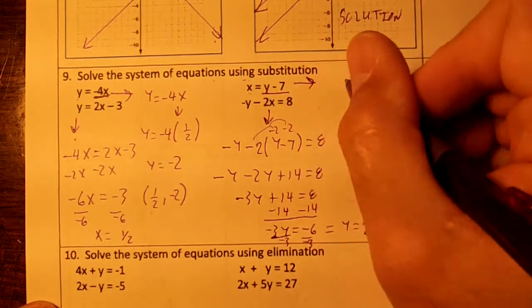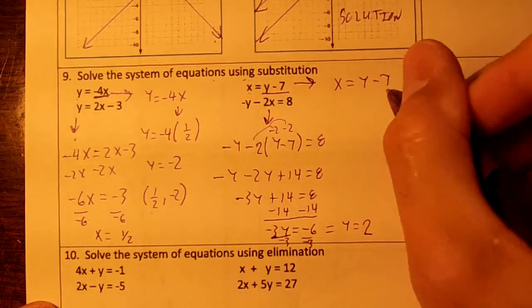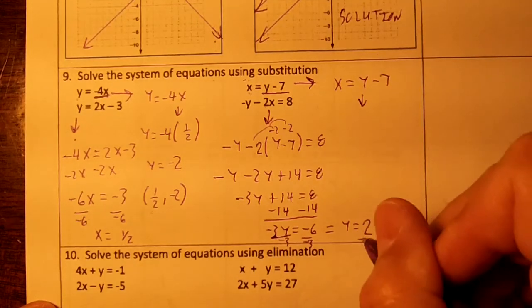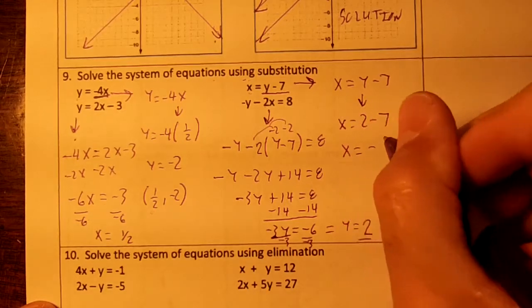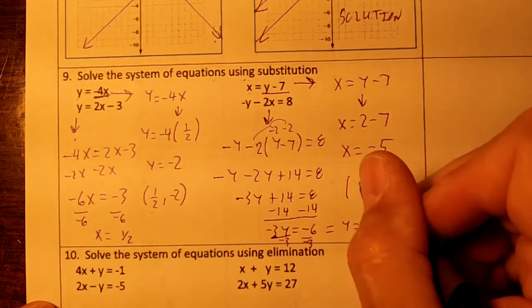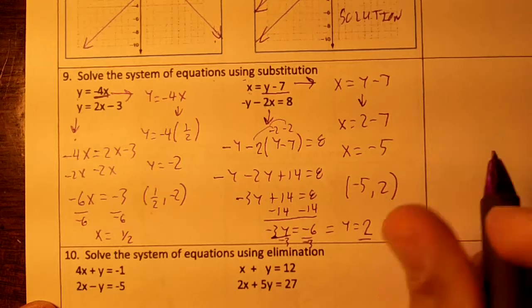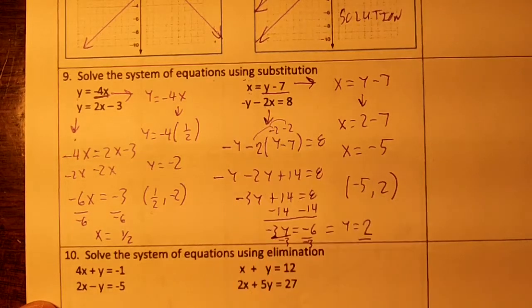I'm going to take this equation right here and rewrite it. And I'm going to replace this y with a positive 2. So x would be a negative 5. My intersection point would be negative 5 comma 2. And if I plug those into the equations, they would work.